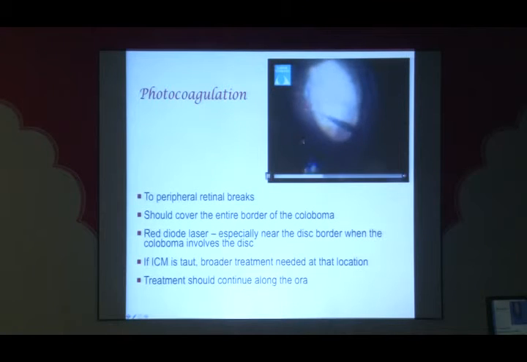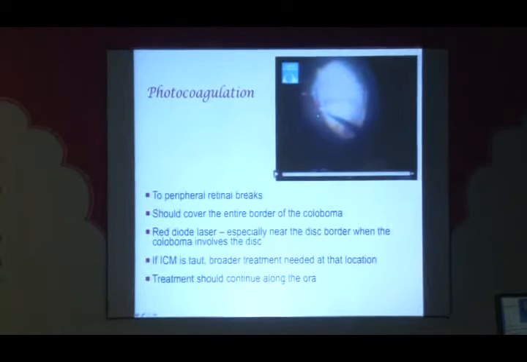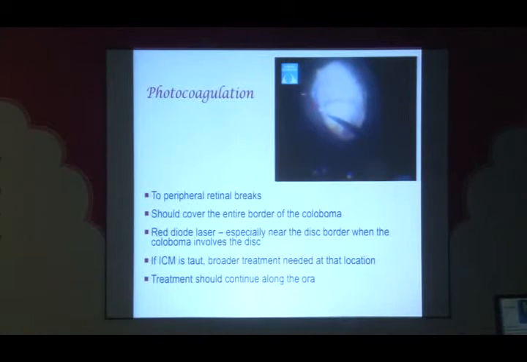And of course, photocoagulation, as I said, you'd like to use diode laser, especially when there's a coloboma of the disc involved. You try to surround the disc margin with diode laser, which gives deep burns and doesn't produce destruction of the nerve fiber layer, because if you destroy the nerve fiber layer around the coloboma of the disc, the patient will have no light perception at all.